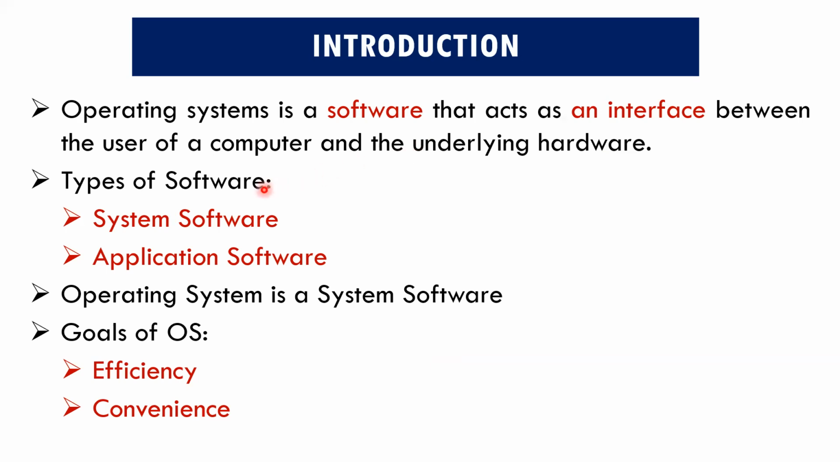And there are two types of software. One is system software and the other one is application software. Basically, system software provides the application programs to run, so it typically interacts with the hardware and provides a platform for the applications to run. The examples of system software include operating system, device drivers, linkers, loaders, assemblers, etc.